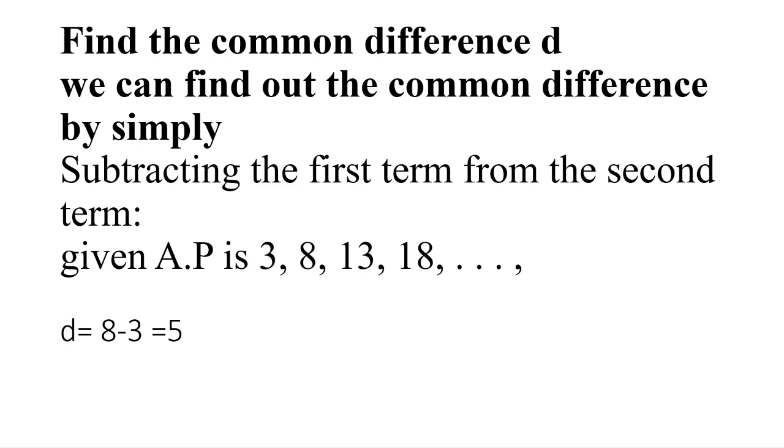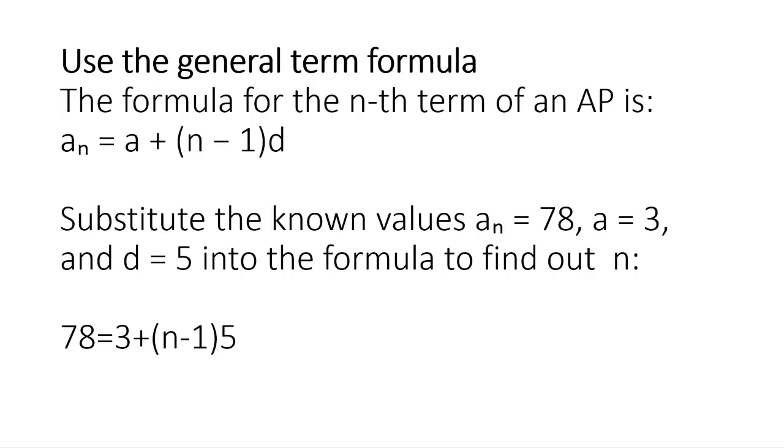Now we are going to find the position of that particular term. What is the value of n there? Let us substitute all these things in the formula. Again, let us recapitulate the formula of the nth term: a_n is equal to a plus (n minus 1) into d. Here a_n is given as 78, a is 3 in that particular AP, and d is 5.